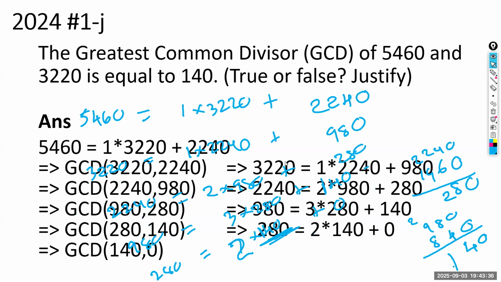So the GCD of 5460 and 3220 is 140. Therefore the answer is true.